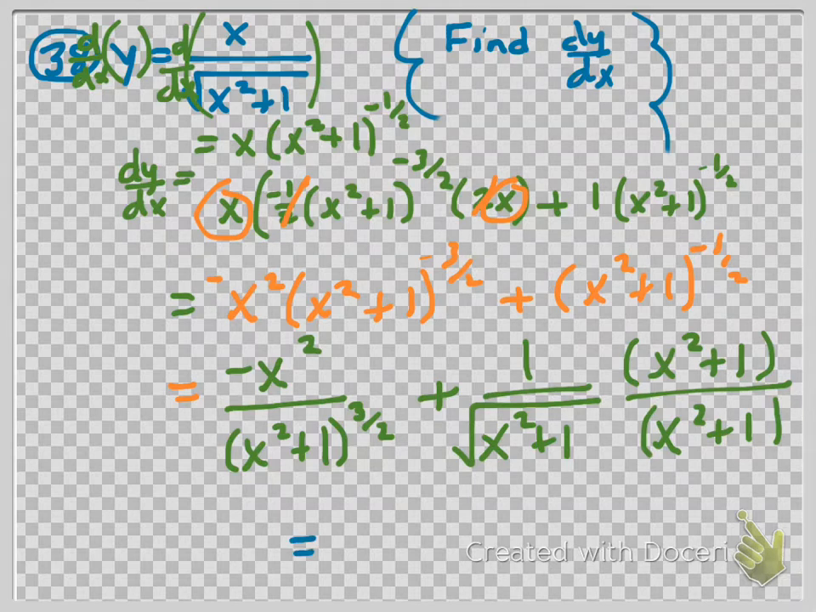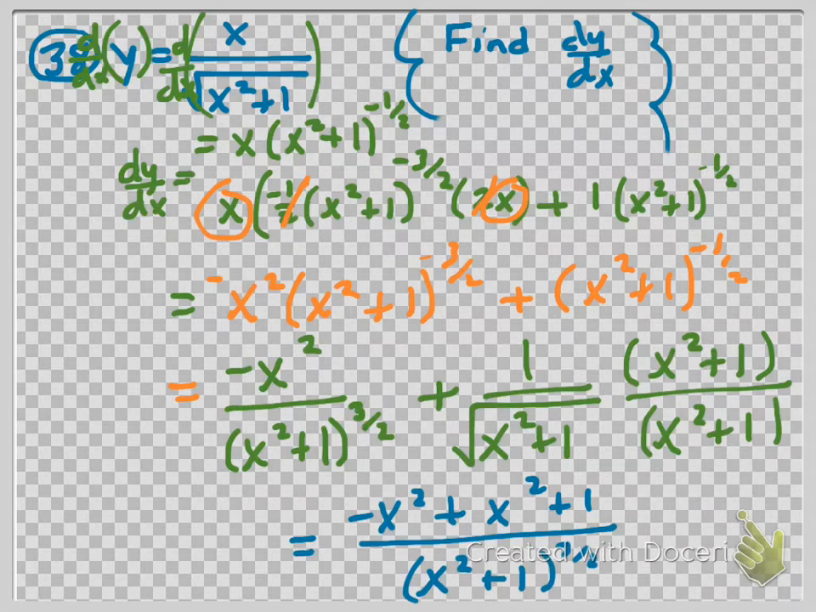So that my final answer is negative x squared, or not quite my final answer, plus x squared plus 1, all over x squared plus 1 raised to the 3/2. Those x squareds are going to cancel.